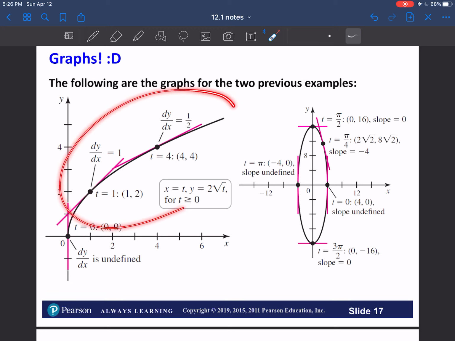This graph over here on the left is the graph for the first function that we did. You'll remember that there were no horizontal tangent lines, but there was a vertical one right here at t equals 0. And it does look to appear that way in this function as well. All right, great.